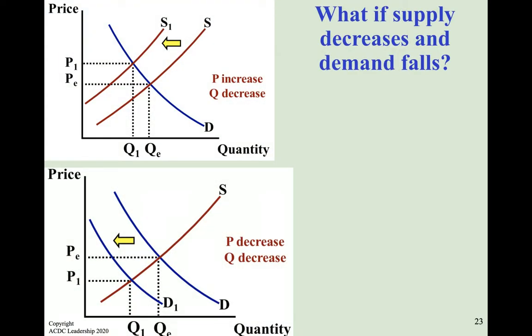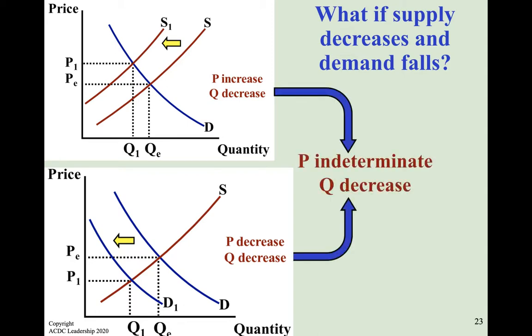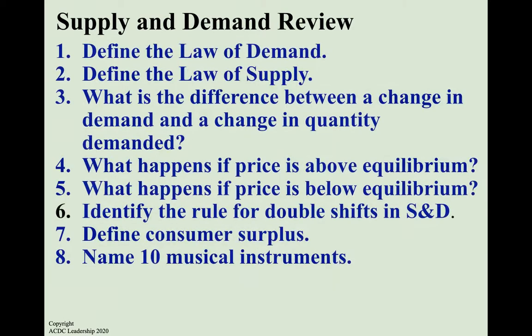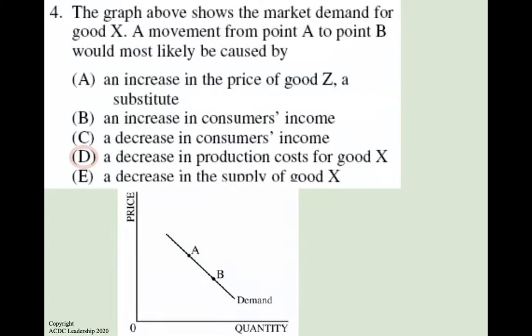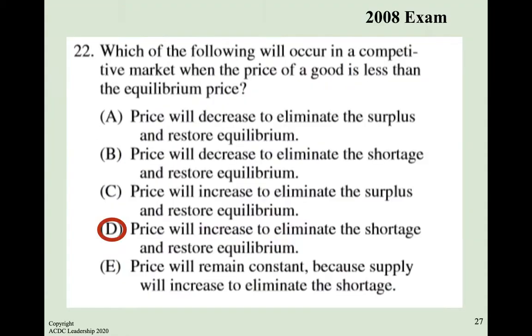Another example, supply decreases and demand falls. Price is indeterminate and the quantity decreases. Here's some examples to review supply and demand. Some more practice questions.